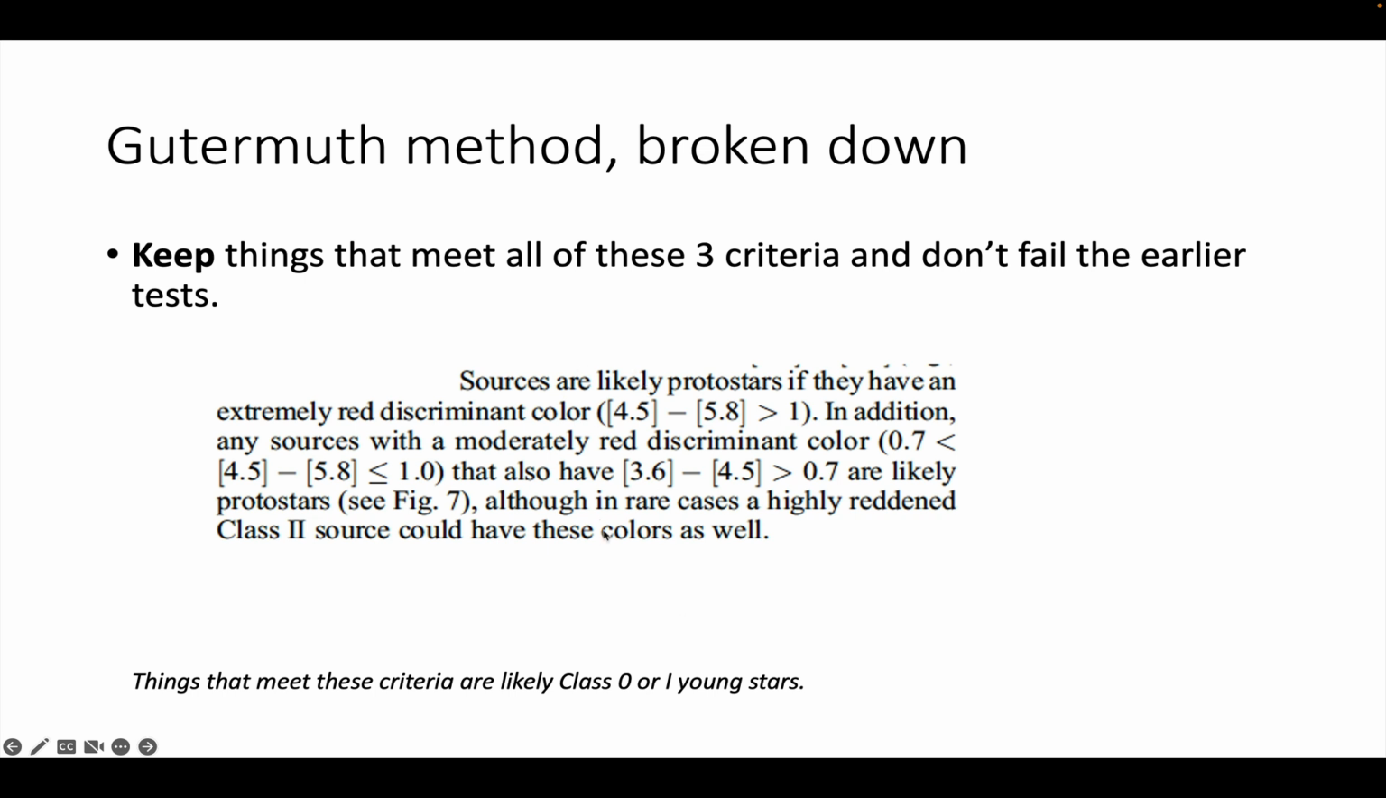Keep sources that are likely protostars if they have an extremely red color. In addition, any sources with a moderately red color that also have this are likely protostars, although in rare cases, a red and class 2 source could have these colors. Things that meet these criteria are likely class 0s or 1s.